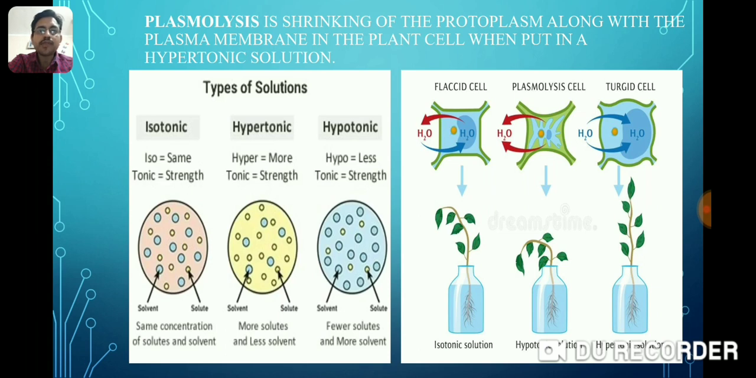Once again, we describe the plasmolysis. Plasmolysis is shrinking of the protoplasm along with the plasma membrane in the plant cell when it is put in a hypertonic solution. So the details of these solutions is given on your screen.